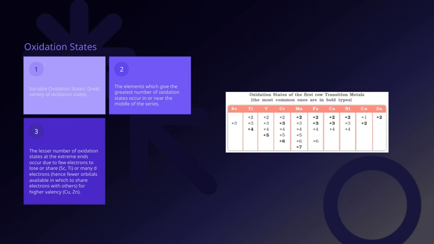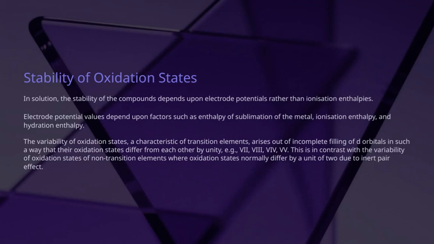This middle region provides a greater variety of oxidation states, leading to what we call variable oxidation states. This variability is quite significant because it reflects the complex chemistry of these elements. It also ties into our overall theme of how electronic structure influences chemical behavior. Understanding where these extremes and the middle lie helps us predict and explain the different oxidation states an element can exhibit.